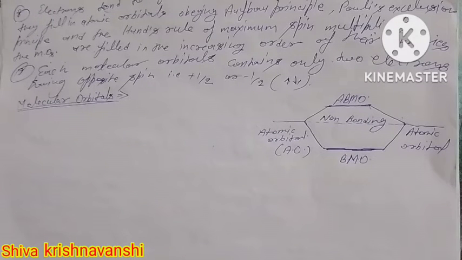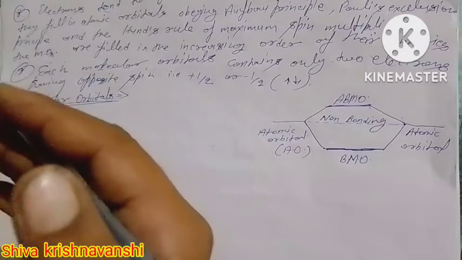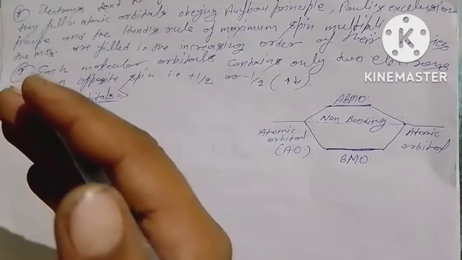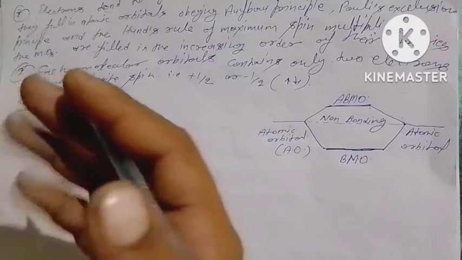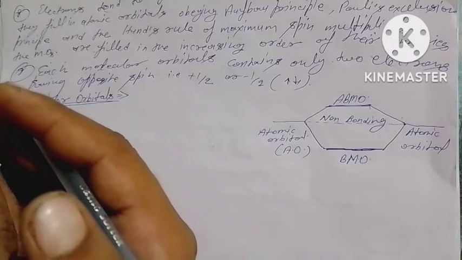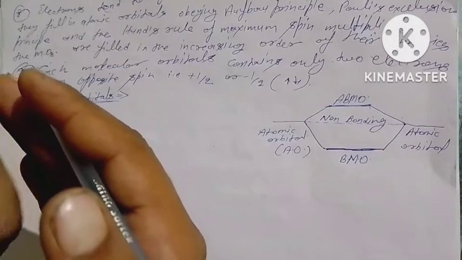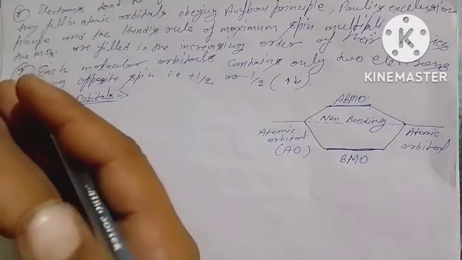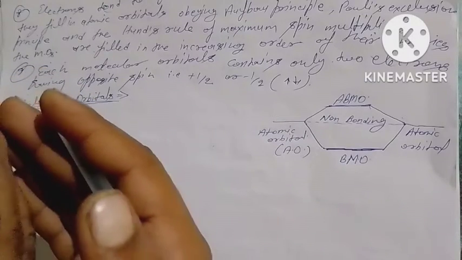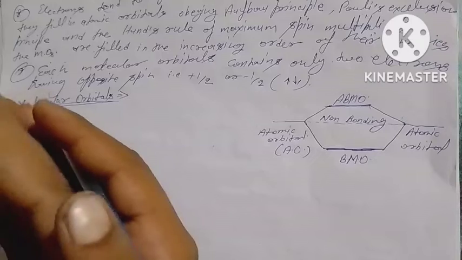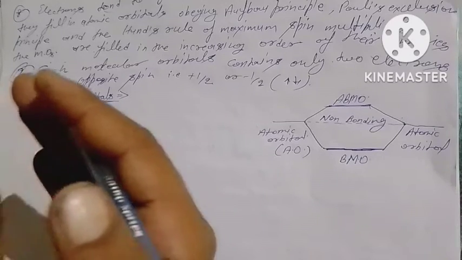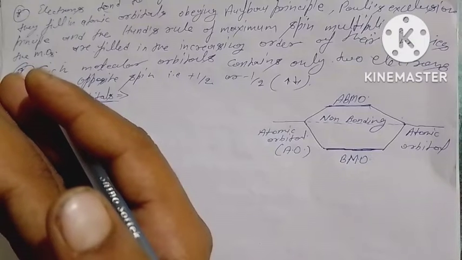Molecular orbital. What is a molecular orbital? When similar atomic orbitals of two atoms are combined, molecular orbitals are formed.